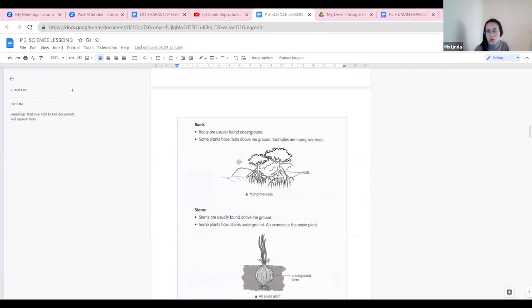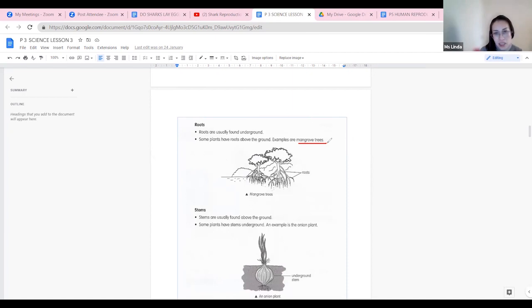Okay, so you got your roots. They're usually underground and they are the one taking in water. Okay, so any basically roots, one very good example is your mangrove trees, because their roots are actually sticking out of the water and you can see them very clearly.